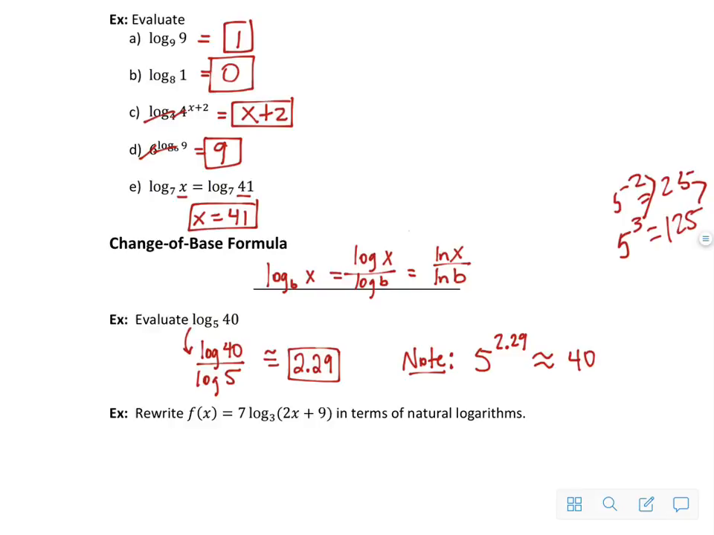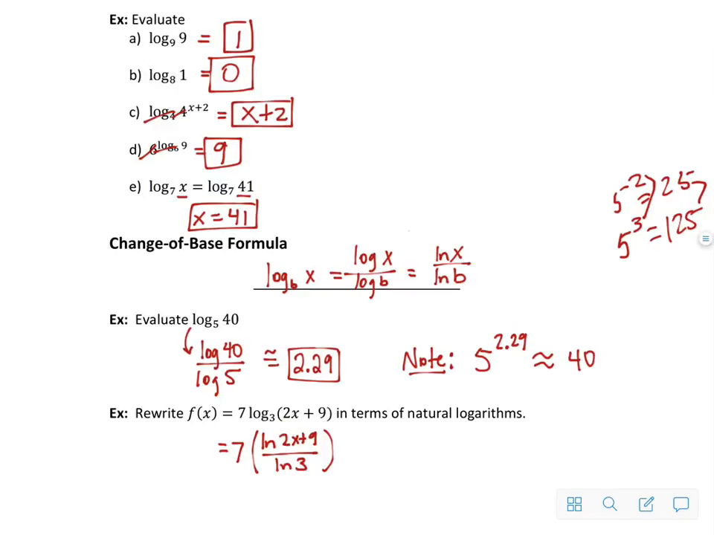The last example I want to do in this first part video is to rewrite the following expression, 7 log base 3 of 2x plus 9, in terms of natural logarithms. So what I'm going to do is turn this log base 3 into natural logarithms using this property right here. If I rewrite that log base 3 as the natural log of the argument over the natural log of the base, I get this. You take 7 and then replace this log with natural log over natural log. Natural log of the inside, 2x plus 9, over natural log of the base, which is natural log of 3.